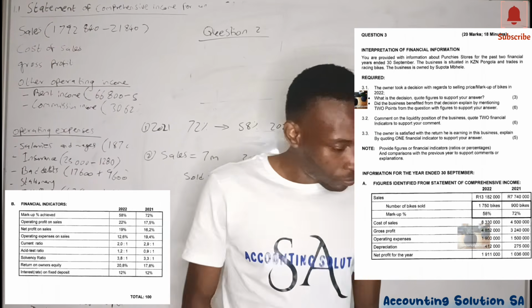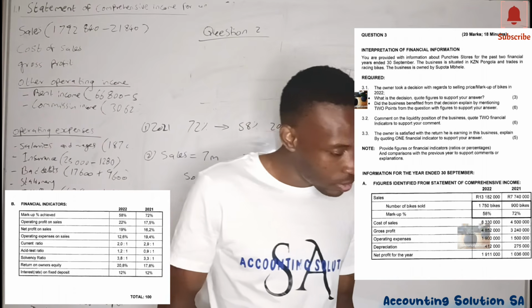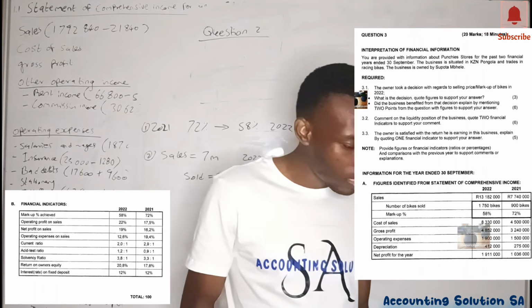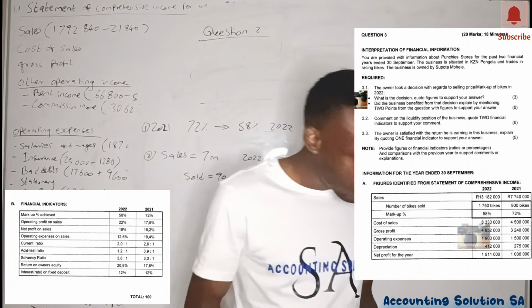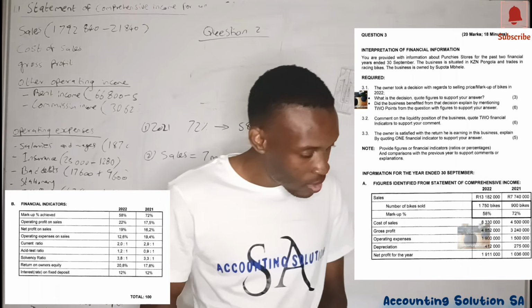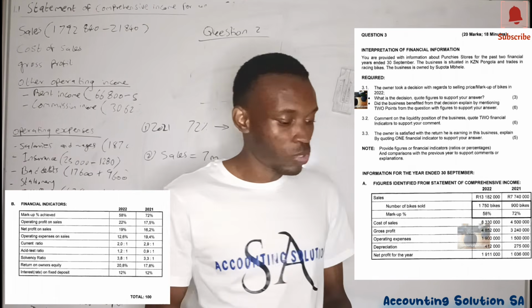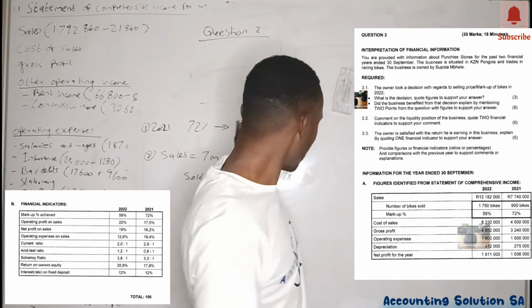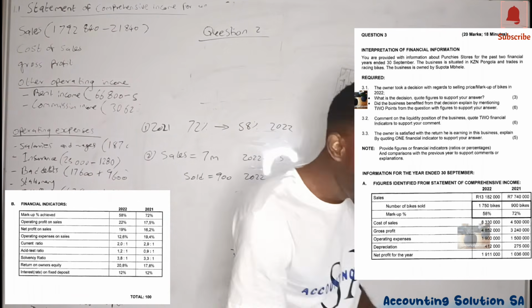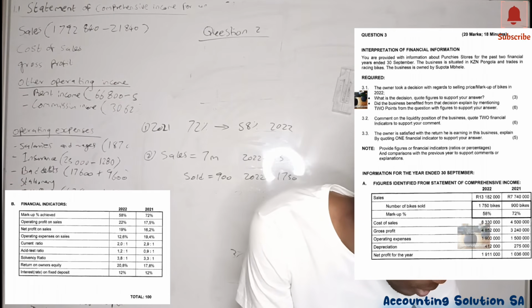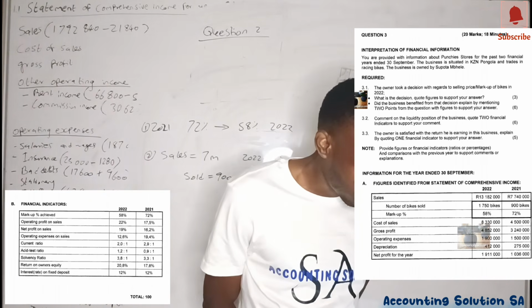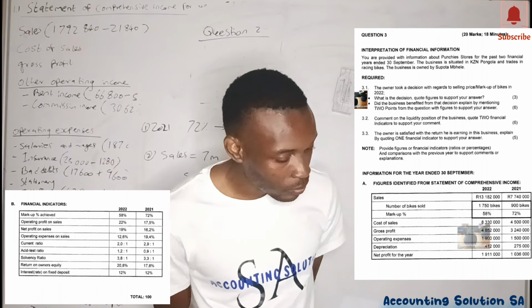Then number 9, the owner is satisfied with the return he is earning in the business. Explain by quoting one financial indicator to support your answer. Provide the figure, financial indicator, ratio, percentage, and comparison of the previous year to support your comment. They were referring to all those questions that we were doing, comparing this year. Now let's check if the owner is satisfied with the earnings. Let's check the return on owner's equity.